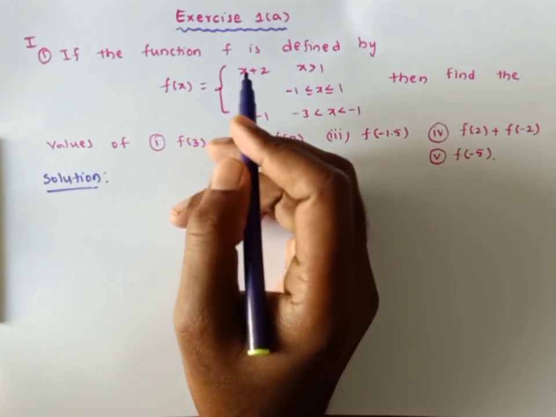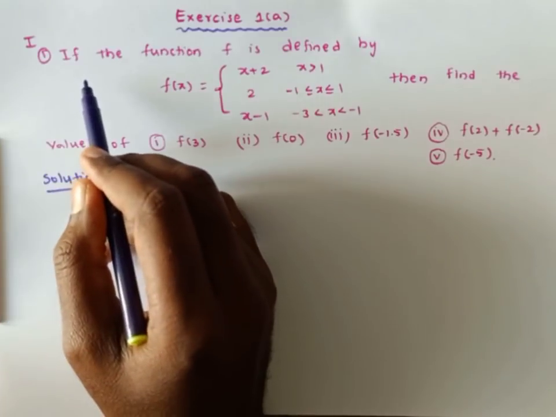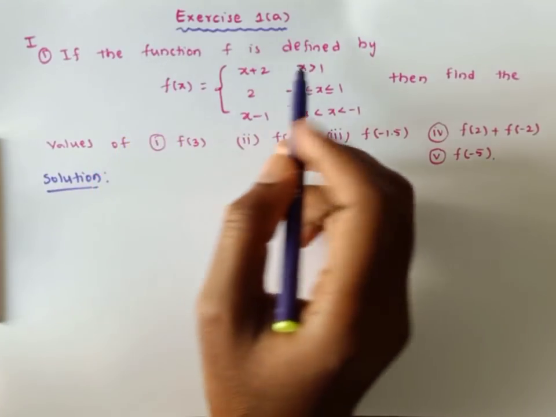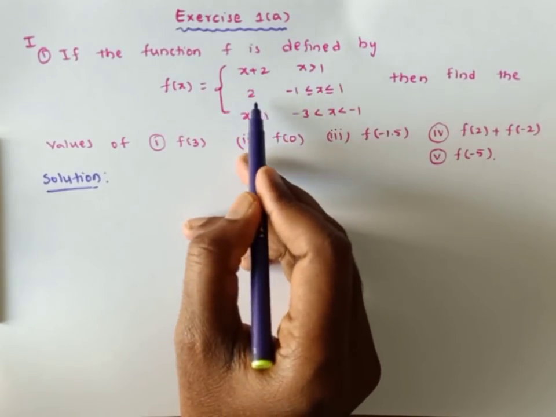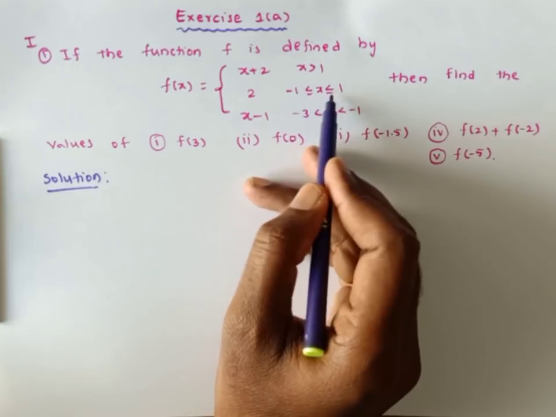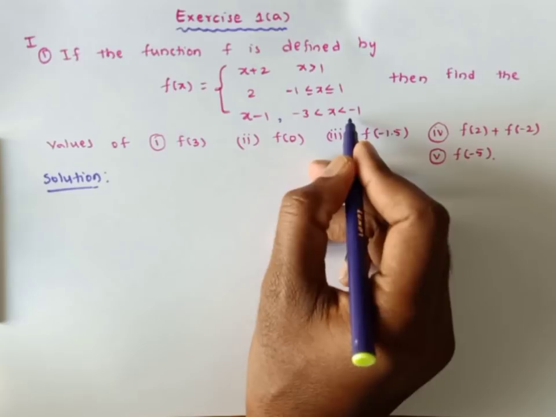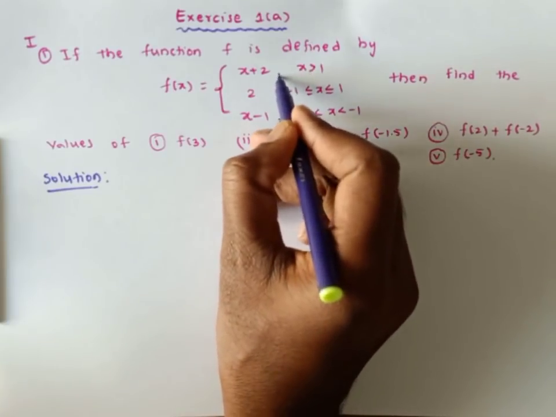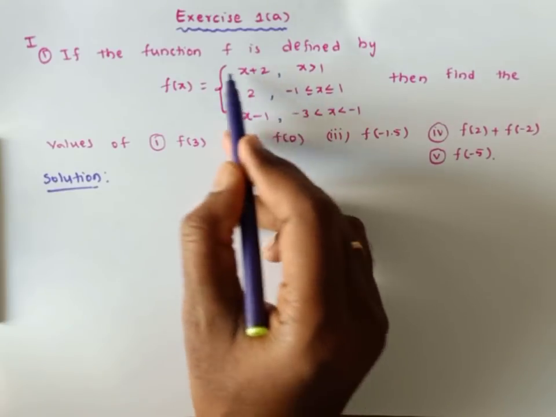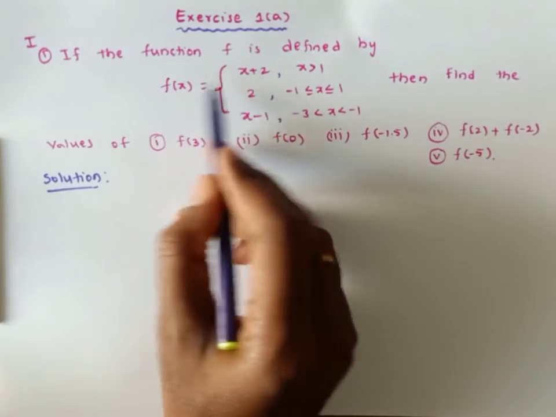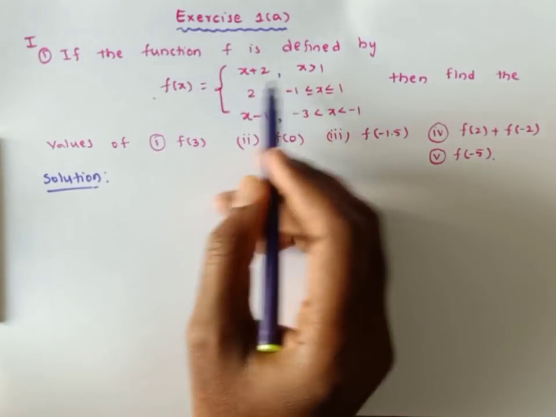Now, coming to exercise 1a, the first problem. If the function f is defined by f of x is x plus 2 for x greater than 1, 2 for minus 1 less than or equal to x less than or equal to 1, and x minus 1 for minus 3 less than x less than minus 1. The given function is divided into pieces, so this is a piecewise defined function. f of x is defined on some condition.